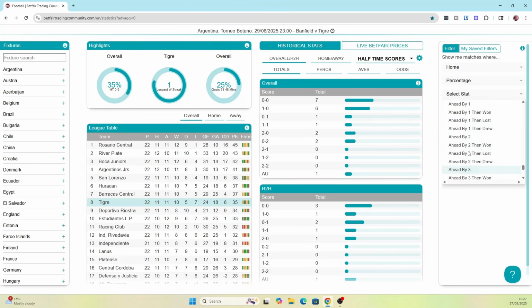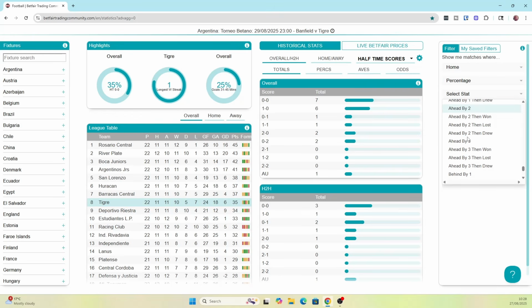And again, hopefully this is becoming all very clear what this all means now. So if I said to you, what does ahead by 1 mean? That means leading by 1 goal, ahead by 2, ahead by 3. And then same with behind by just means losing by that amount of goals. Okay, so that's kind of the home percentage.